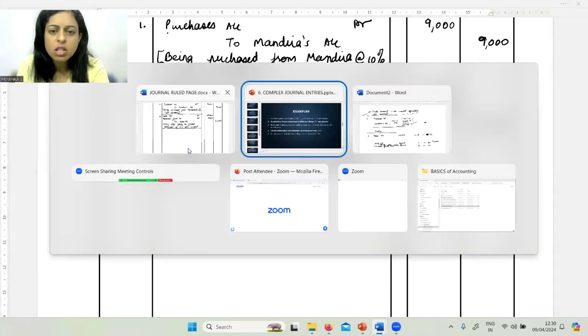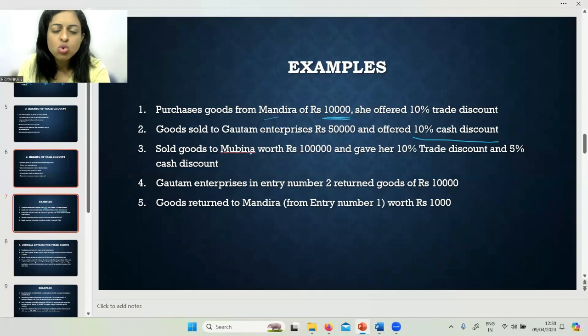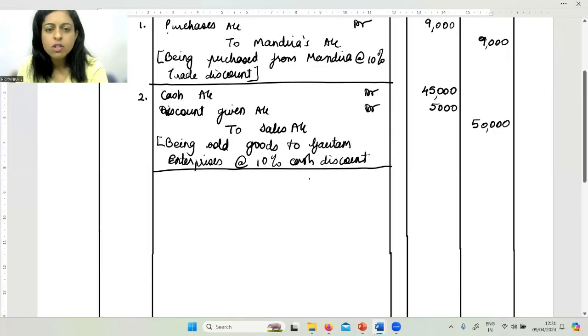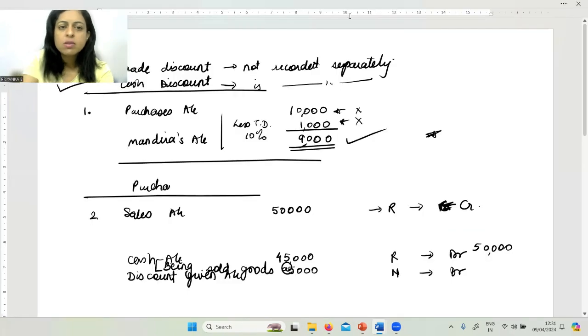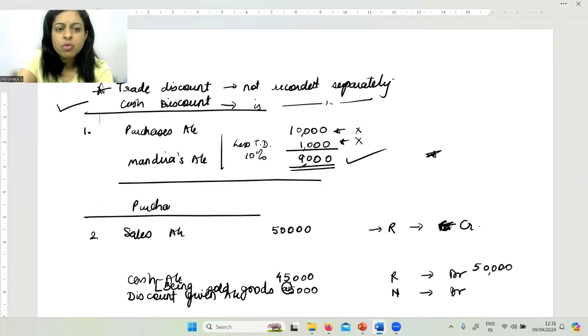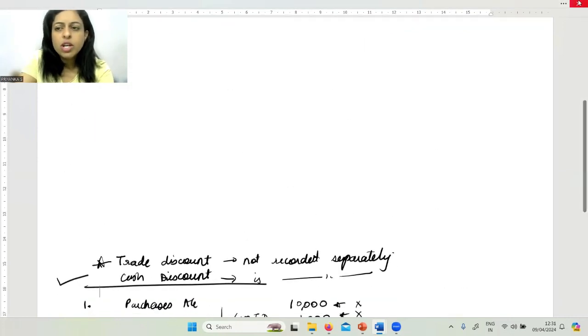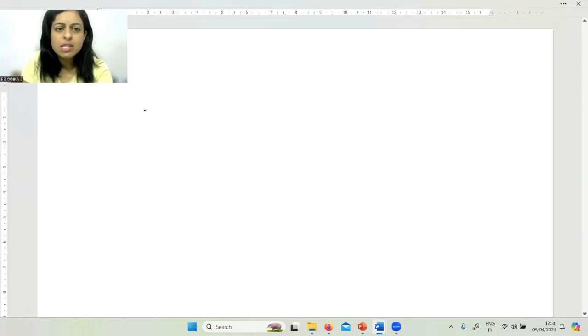The third example says sold goods to Mubina worth 1 lakh and gave her 10% trade discount and 5% cash discount. Now you would say, how to record it? There will be a little bit of confusion because there are both discounts given here, right? We are selling goods. First, let us take a rough work of this. We are selling goods, right? So sold goods means it will be sales. First account that you have will be sales account.